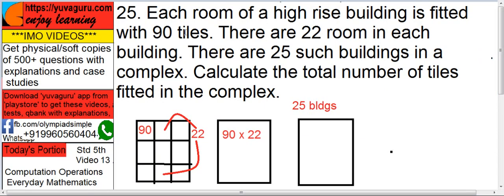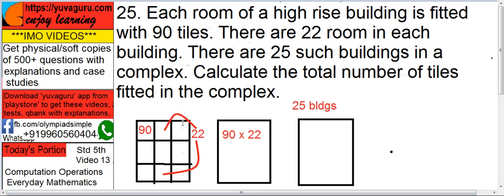Next problem is, each room of a high-rise building is fitted with 90 tiles. There are 22 rooms in each building and there are 25 such buildings in the complex. Calculate the number of tiles fitted in the whole complex. See here, I've shown it pictorially.